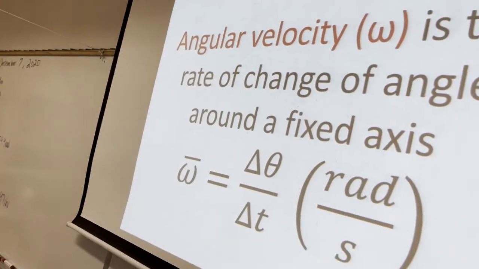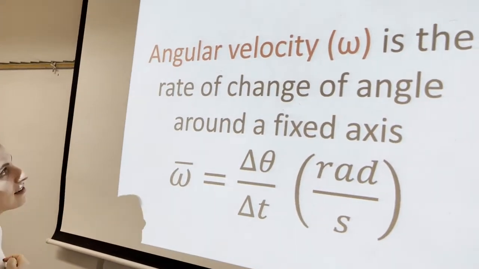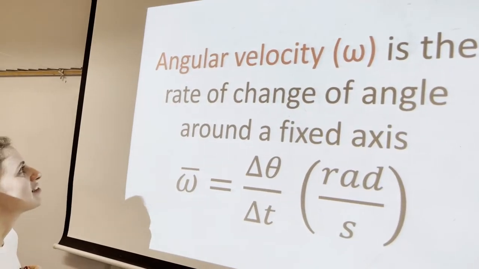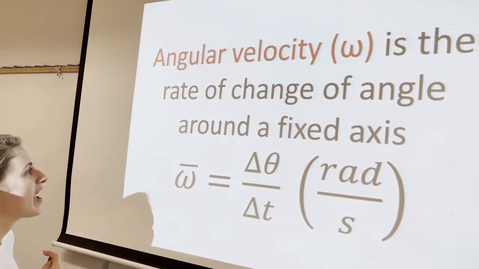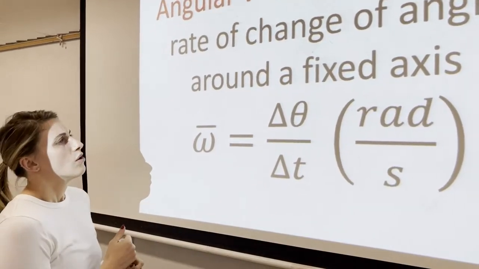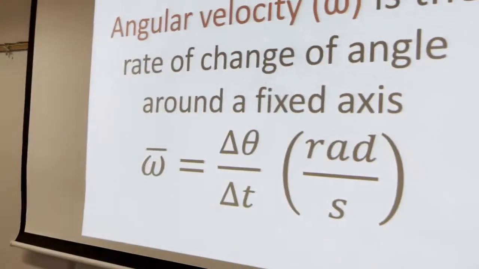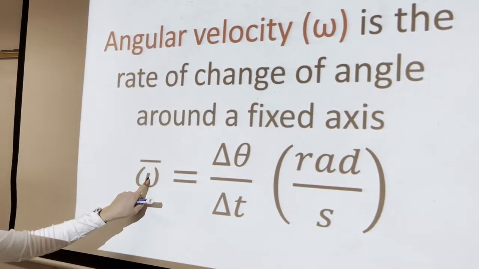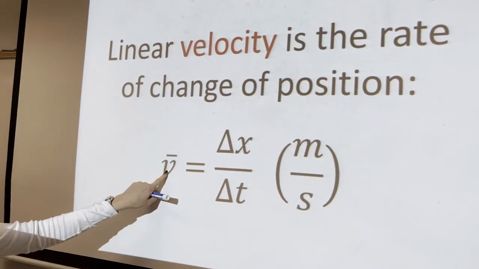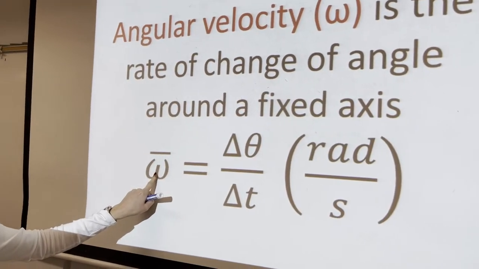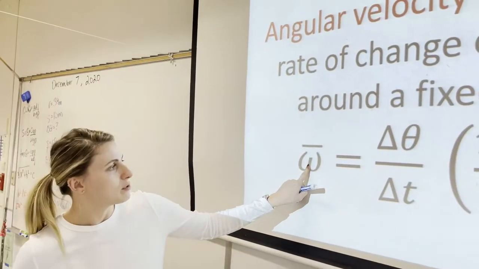Angular velocity, which is symbolized by the Greek letter omega, looks like a W, is the rate of change of angle around a fixed axis. That equation has different symbols. It's got this omega for angular velocity. Now check over here. We're just talking about linear velocity. Notice how they're the same. Not much has changed, just the symbol we're using.